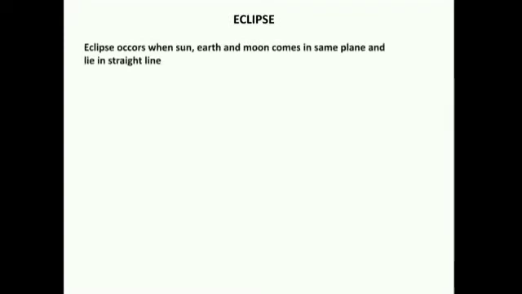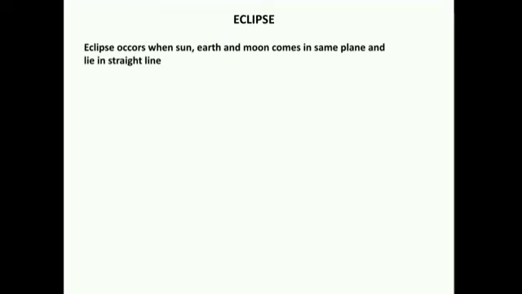An eclipse occurs when the sun, earth and the moon come in the same plane and align in a straight path. If the sun, earth and moon, in whatever order, come in a straight line, of course the sun cannot be in the middle. Apart from that, if the sun, earth and moon come in a straight path, an eclipse occurs.